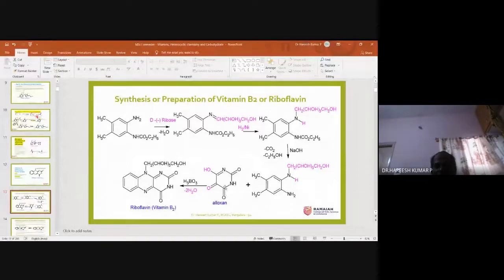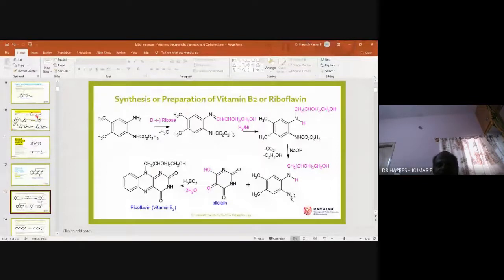This alloxazine, when it is treated with a diamino compound in the presence of boric acid, will give you riboflavin. So you know how it will react. There will be a reaction between this NH and this OH. There will be a reaction between this O and this NH2.